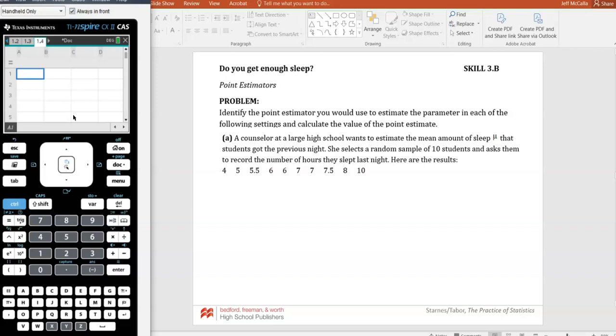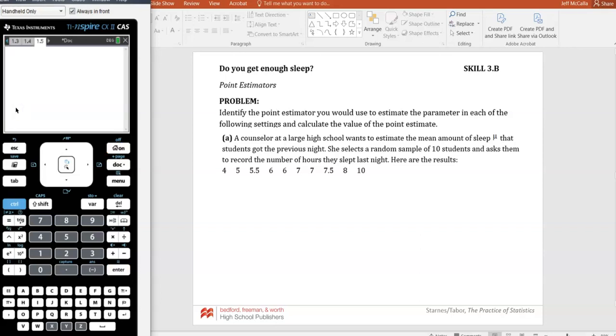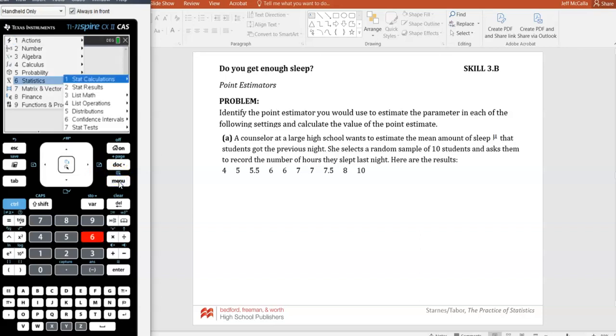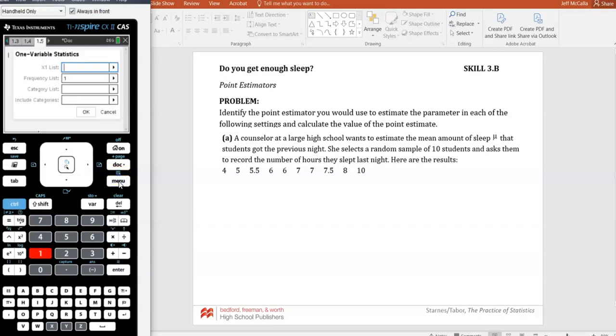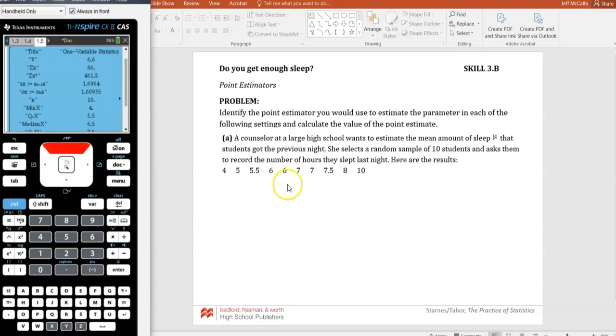This is sleep, so I'm going to call this one sleep: 4, 5, 5.5, 6, 6, 7, 7.5, 8, and 10. Okay, make sure you get out of that last cell. I like to add a calculator page at this point, and then do one variable stats, so menu 6, 1, 1, one list, sleep. And so there's my answers to some of those questions I'll need in a minute.